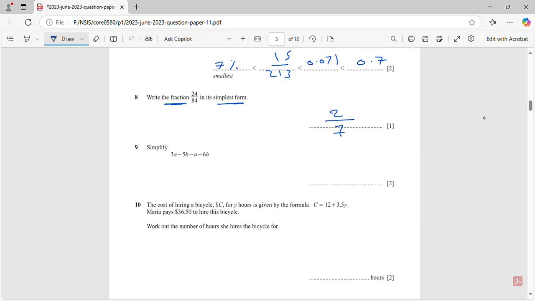Now simplify. In this simplification, I have to identify the like terms. I have 3a and I have minus a. 3a minus a equals 2a, not negative. 3 minus 1 is 2a, positive. Now I have to look at negative 5b and negative 6b. So it will be negative 11b, right?